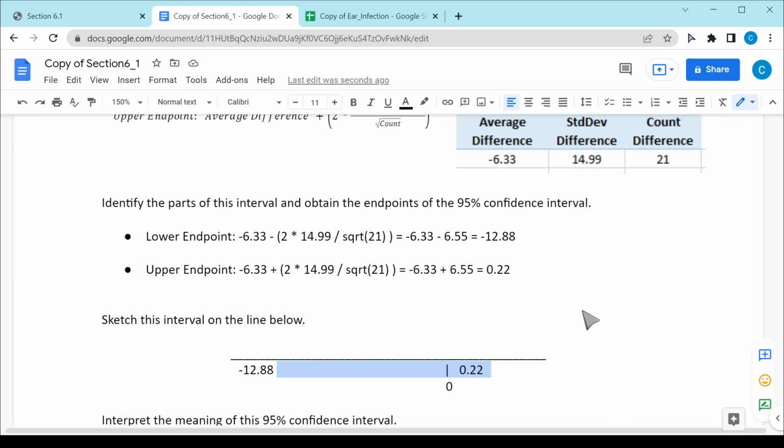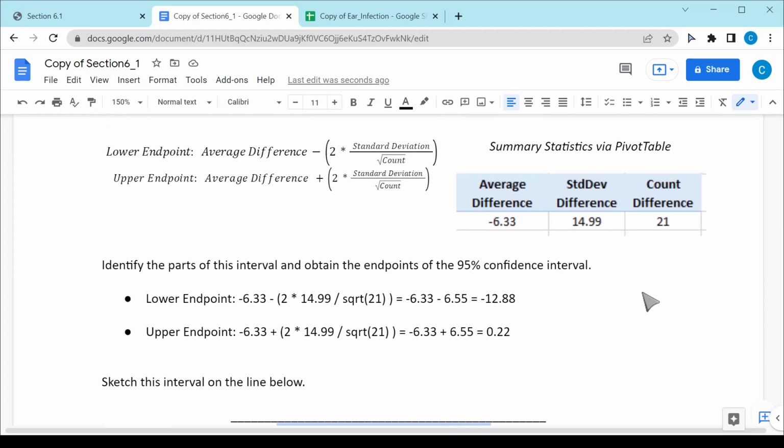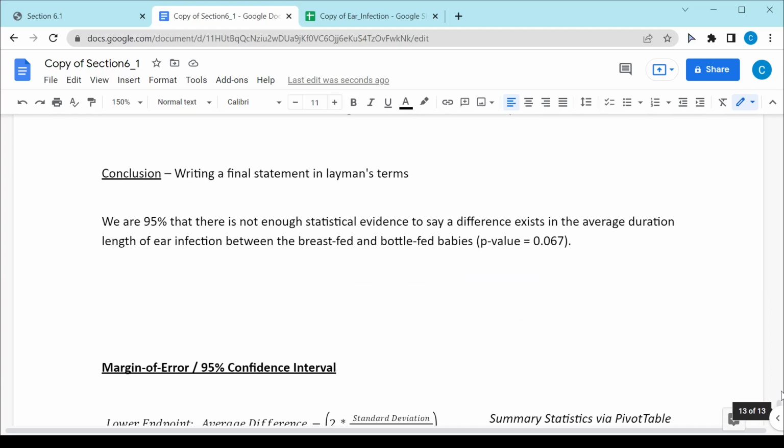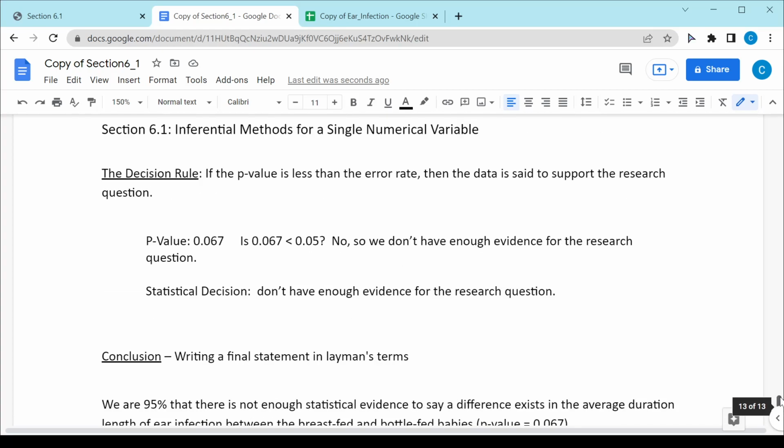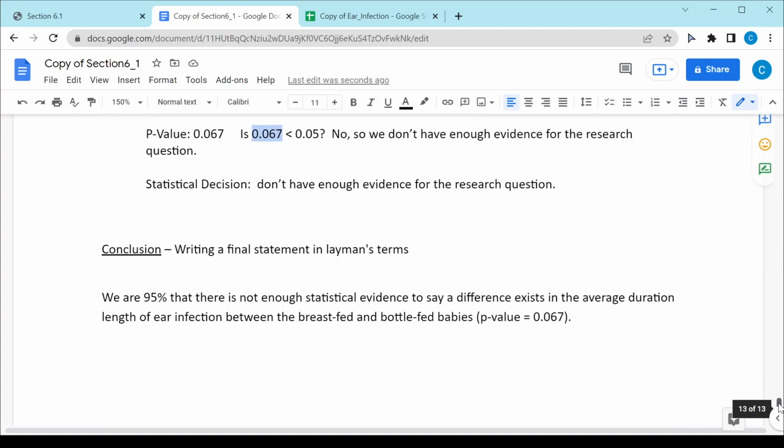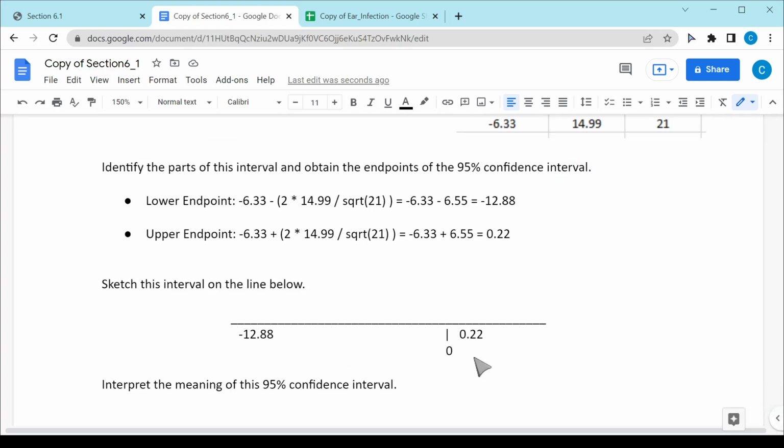And that agrees with what we set up above here. Where's my p-value stuff? I said that no, we don't have enough evidence to say a difference exists. That p-value is a little bit above 0.05, which means I don't have enough evidence to say a difference exists. And I'm getting that same information here with my interval. My interval just catches 0, goes a little bit above 0. So I can't say a difference exists here.